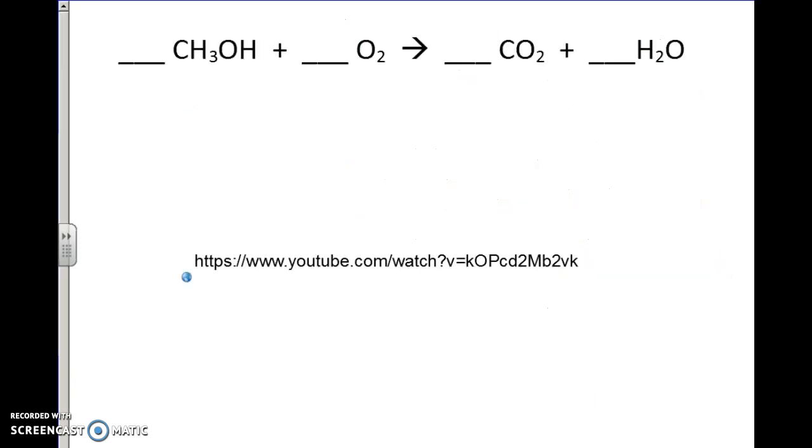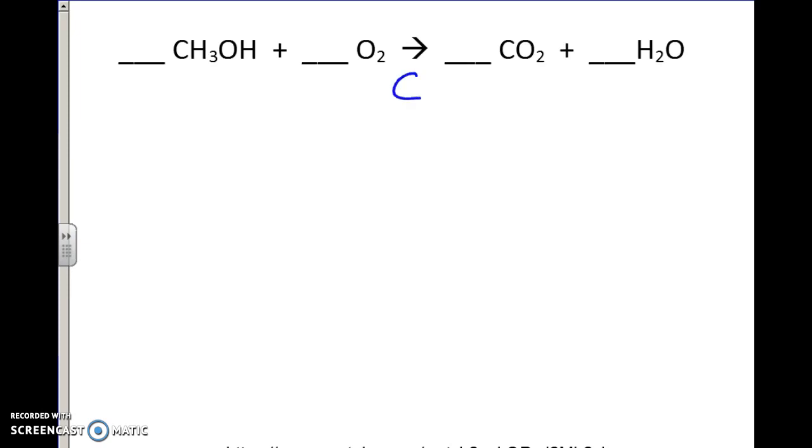So again, in this problem, what I will do initially is write the elements right underneath the arrow. So I have carbon, I have hydrogen, and I have oxygen. I'll count up the number I have on each side. I have 1 carbon on the left side, and I have 1 carbon on the right side. I have 4 hydrogens on the left, and I have 2 hydrogens on the right. I have 3 oxygens on the left, and I have 3 oxygens on the right. Pause the video, take a look, see where I got those numbers from, understand it. Don't go on until you can figure out where those numbers came from.